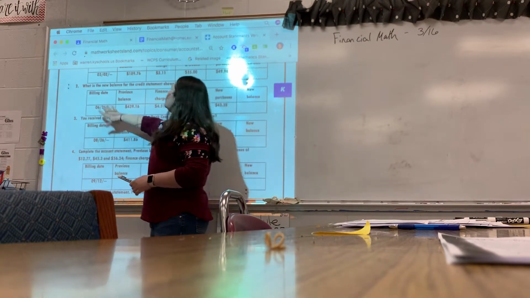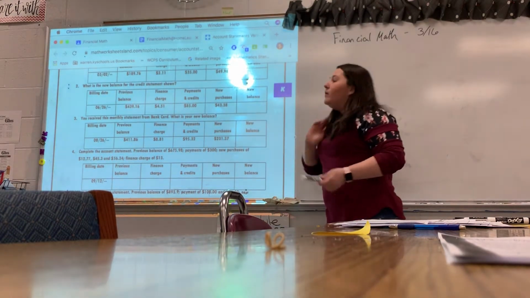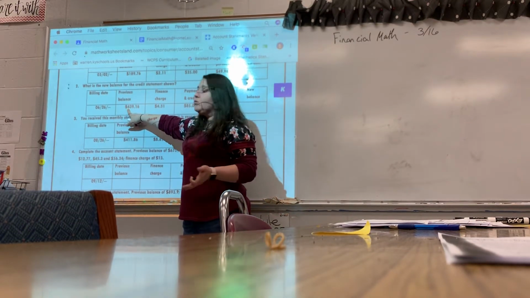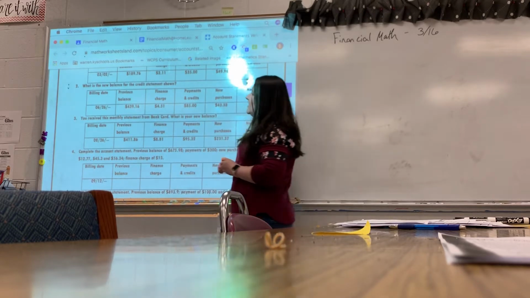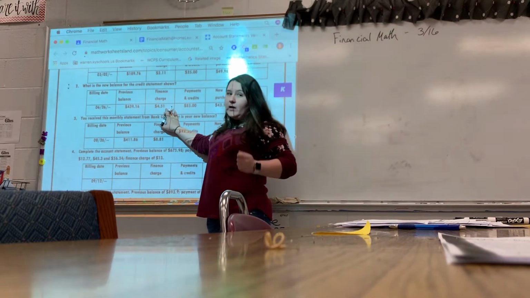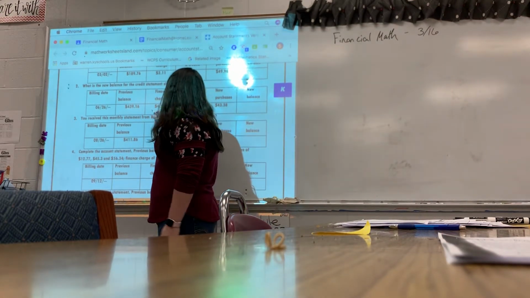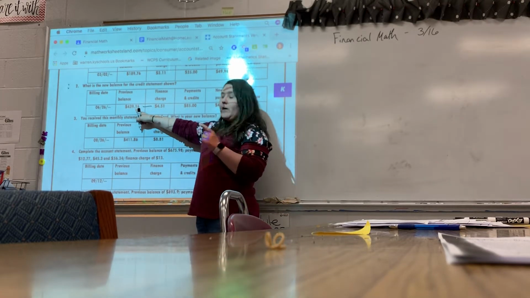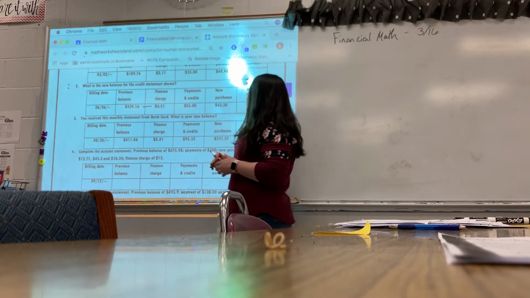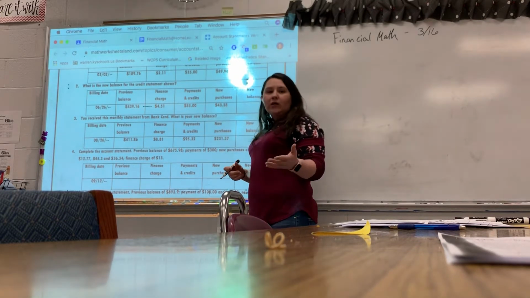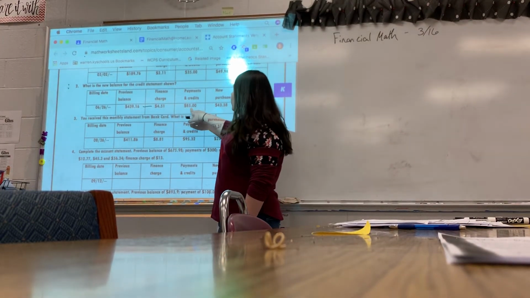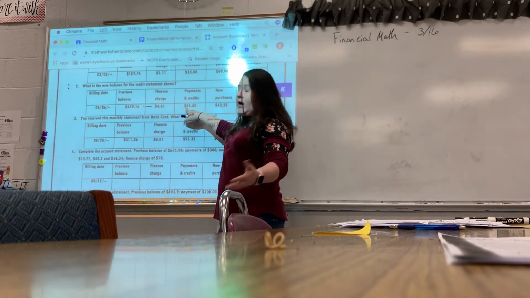For number 2, it says, what's the new balance for the credit card statement shown? Your billing date is just the date, we're not worried about it. The previous balance is how much was in the account, $439.16. Then you have a finance charge. If they're charging you, that means they're taking that money from you, so if they're charging you $4.51, you're going to take your previous balance and subtract the $4.51. Then you have payments or credits. If you have a credit to your account, that means they're giving you back money, or you're putting money into your account. So here, you're adding back or paying to your account $85.